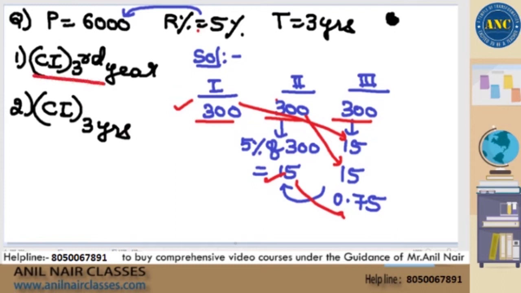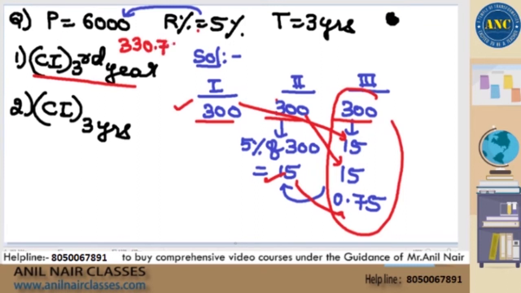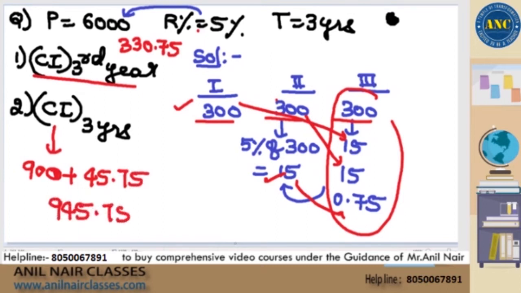Now, what is CI for third year? CI for third year is nothing but 300 plus 15, 315, 330, 330.75. CI for 3 years is nothing but 900 plus 15, 15, 15, 45, 45 plus 0.75, 45.75. 945.75. I want everybody to listen carefully to this logic. 3 years. I hope it is clear, sir.